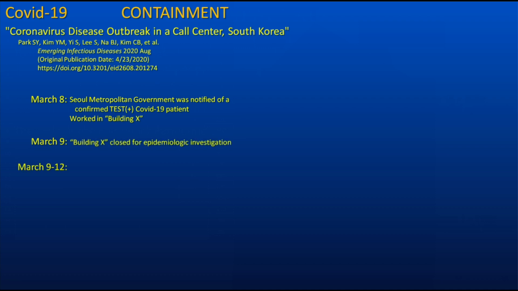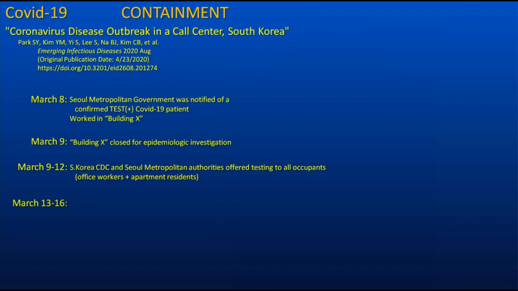From March 9 through 12, the South Korea CDC and the Seoul Metropolitan Authorities offered testing to all occupants, and this includes all office workers as well as apartment residents. From March 13 through March 16, a total of 16,628 text messages were sent to persons who stayed more than 5 minutes near the Building X. The investigating team tracked these persons by using cell phone location data.